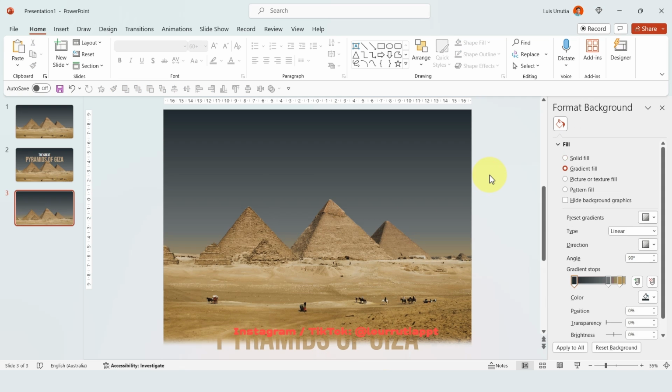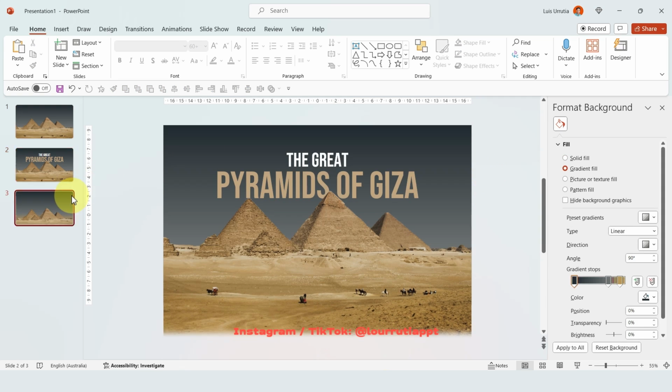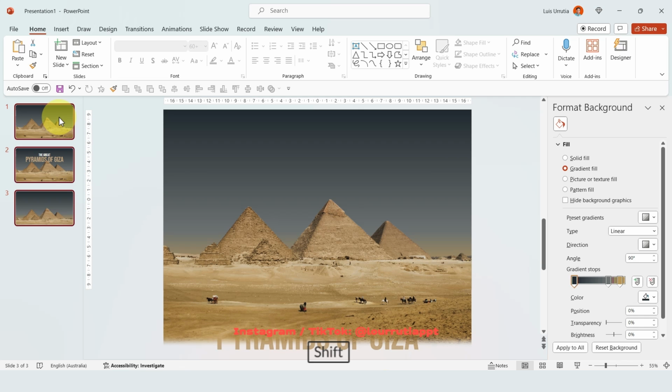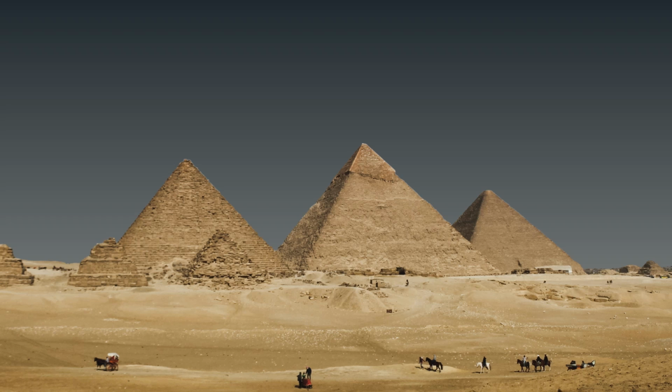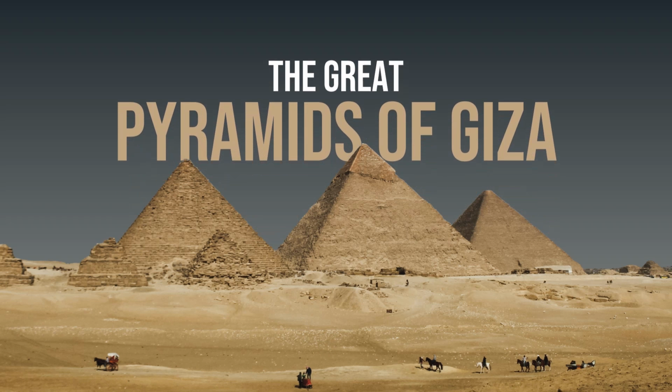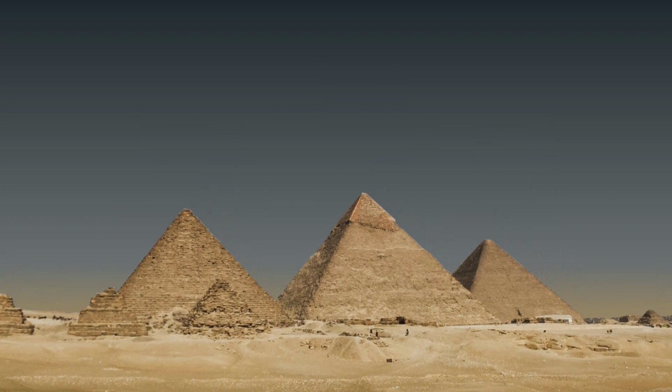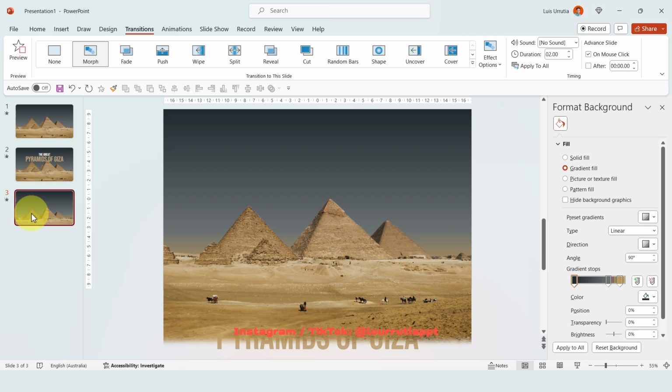So now if we select all of the slides holding shift on your keyboard, and if you go to transitions and click on morph, you'll see that now the text floats up behind our pyramids and then it goes down with the pyramids as well.